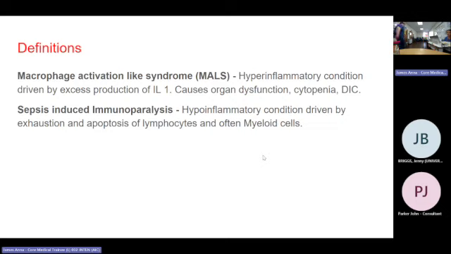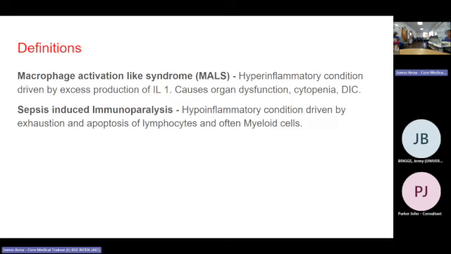So the conditions we're looking at with this study, the first one is macrophage activation-like syndrome. We'd have heard of HLH. This is something very similar to that, but induced by sepsis. Here the main pathology is excessive production of interleukin-1, so excessive activation of macrophages, leading to organ dysfunction. It can lead to destruction of red blood cells and DIC.